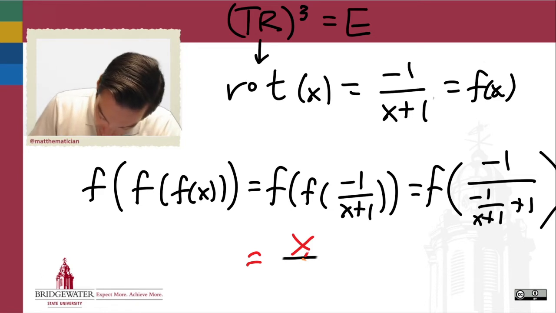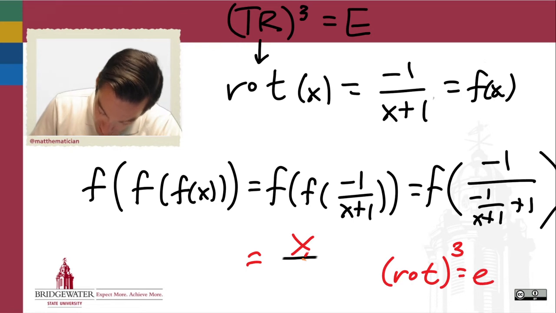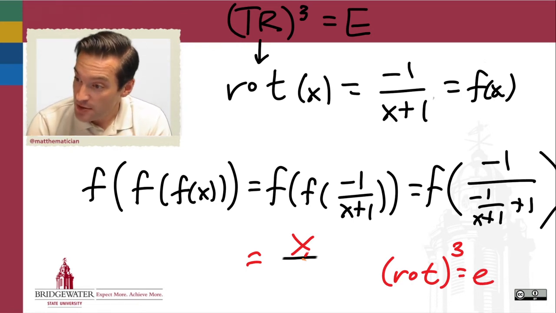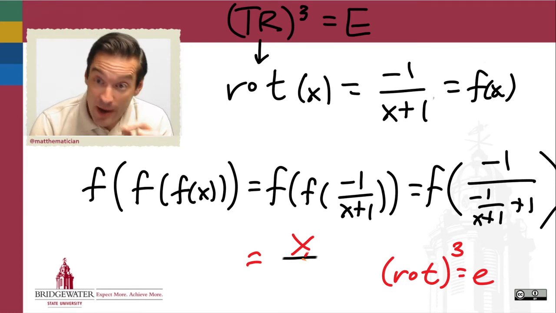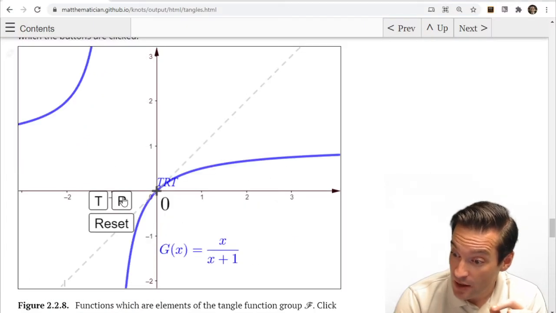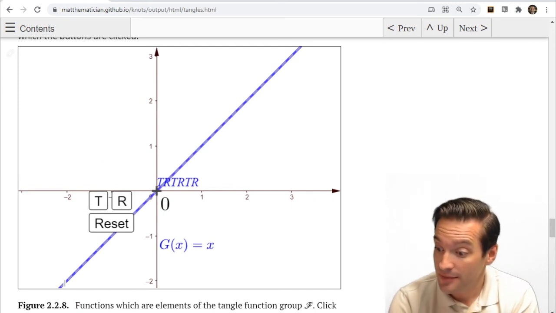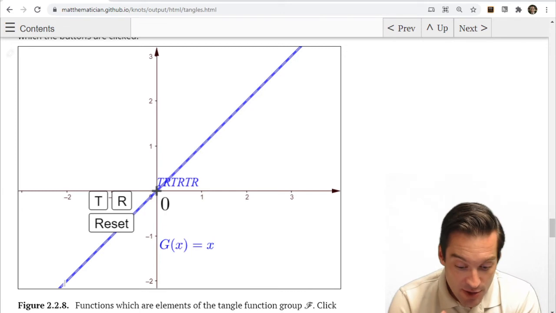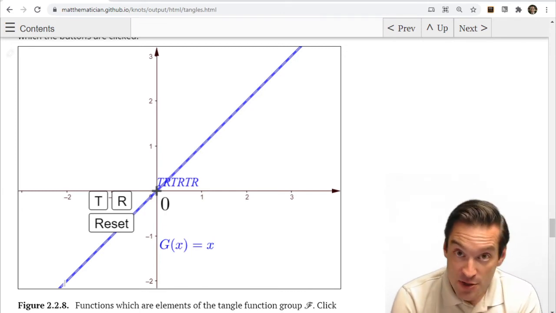It tells me that R of T composed with itself 3 times gives me the identity function. So these rational functions are behaving the same way that the rational tangle generators did. TR, TR, TR gave me my identity function back again. So anything that our rational tangles can do, these rational functions can mimic.